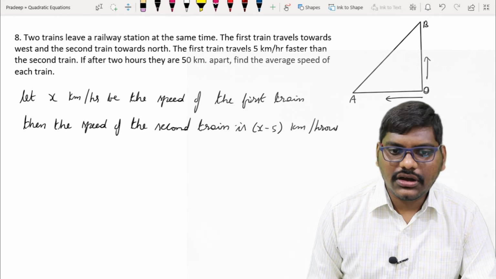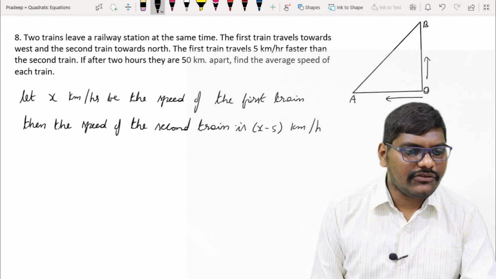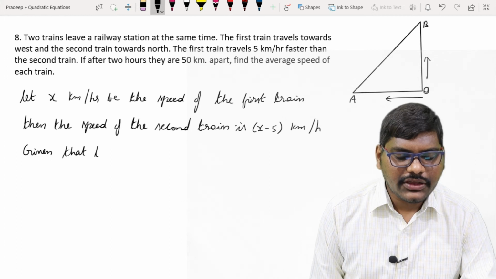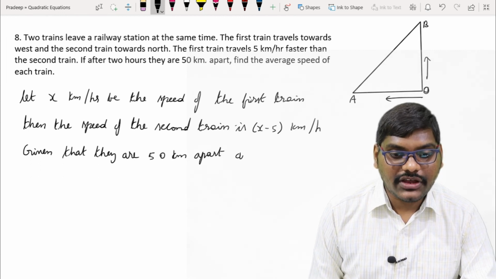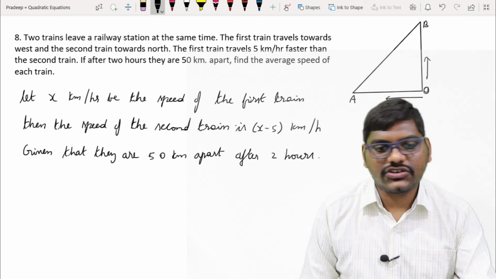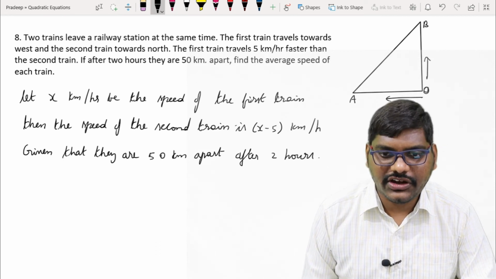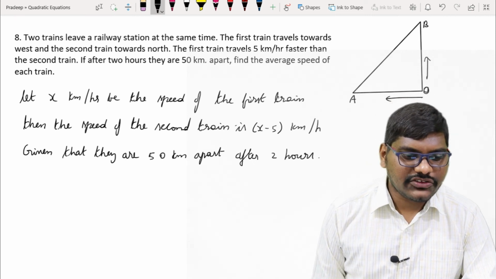Okay, so now here whatever we could do, we can simply write kilometer per hour like this. However, we can write the given part also. So that is given that they are 50 kilometer apart. So I can write 50 kilometer apart. After how much time? That is after traveling for 2 hours. So here we already understood this very clearly. So let's go for the continuation. The first train is traveling from O to A, and the second train is moving from O to B. Okay, so I'll just write the same thing here.